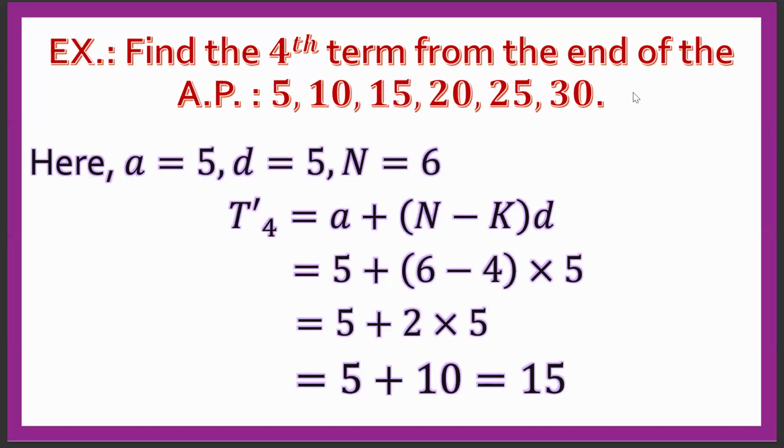So T dash 4, if we start from the end, what is A? That is 5, and the total number of terms is 6. And K, that is the fourth term from the end, we want to find. That is 6 minus 4, and D is 5. In this way, we get the fourth term from the end is equal to 50. And here it is given that from the end, the fourth term is 50. So we can use this formula.